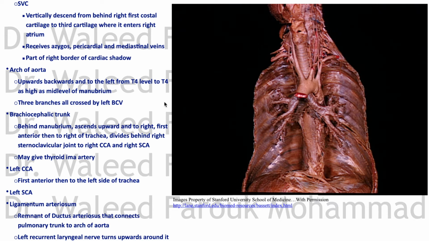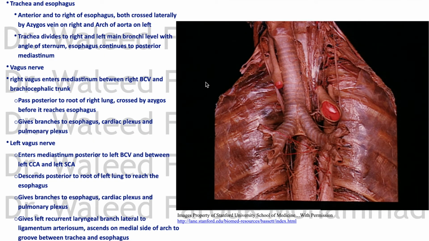Okay, the trachea and esophagus. The trachea starts at the cricotracheal membrane, and then a series of incomplete C-shaped cartilages with membranes between them. This forms the trachea, and at the back it's closed by the trachealis muscle, responsible for the change of size or the constriction of the trachea.